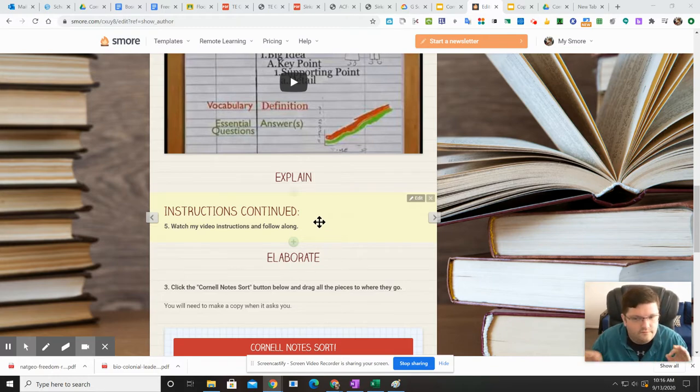Okay, this lesson, very easy. It's just for you to understand what Cornell notes is and what it looks like. That's all. But starting next lesson, you're going to start slowly doing more and more of the notes.